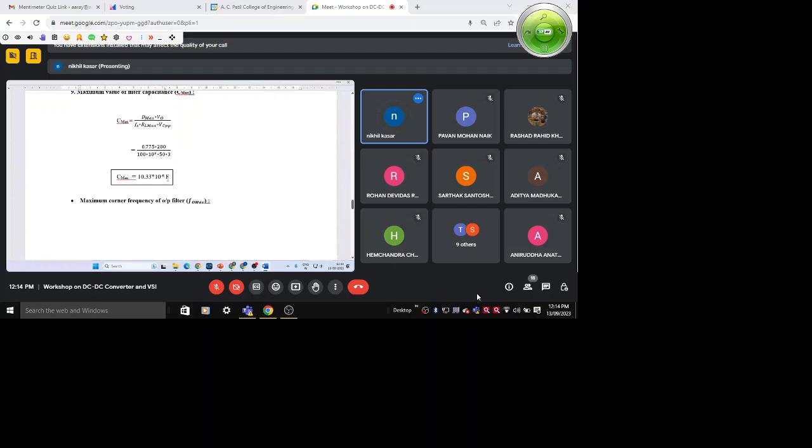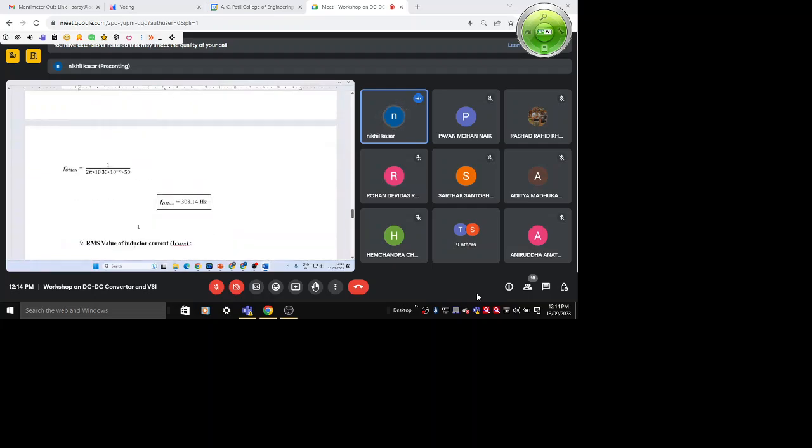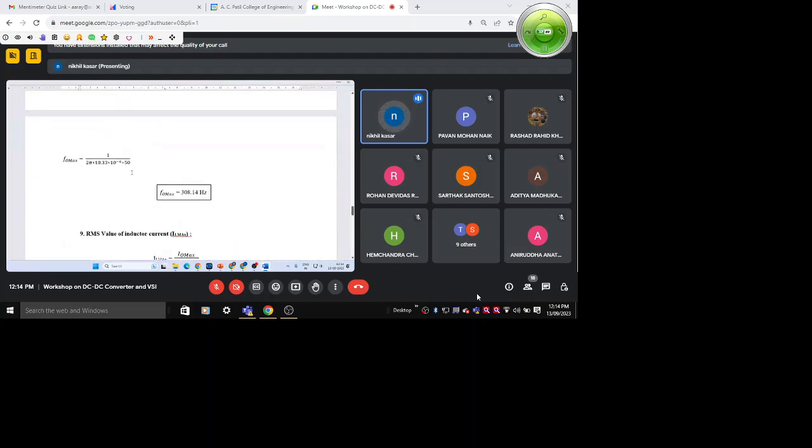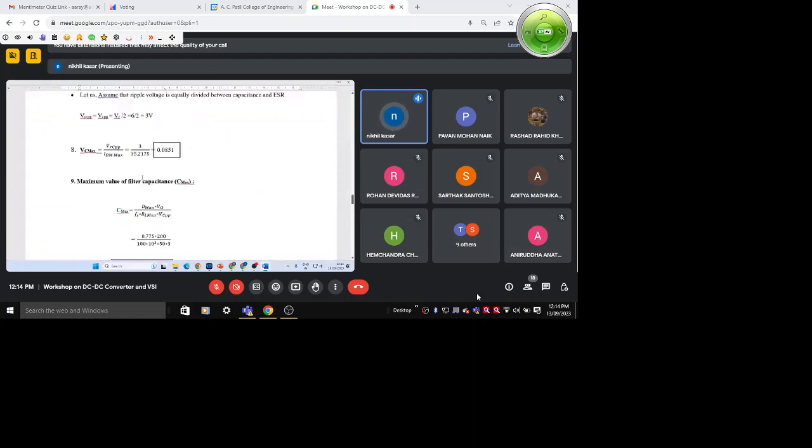Okay, calculation of capacitor, and in the previous step we have calculated the value 9.8 microhenry, and what it is, microfarad. Next step, because now we are in the ending part.